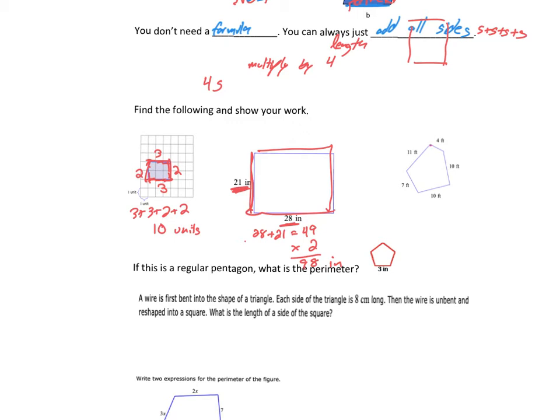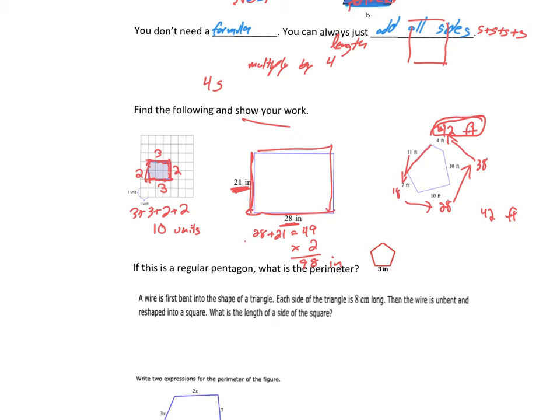Okay, over here I'm just going to add up all the sides. 11 plus 7 is 18. Plus 10 is 28. Plus 10 is 38. Plus 4 is 42. So my answer is 42 feet. And I didn't say how you need to show your work. I just said you need to show your work. You can't just write 42 feet. That isn't showing your work. What I did does show some work.